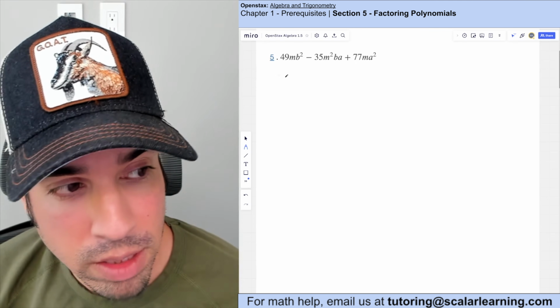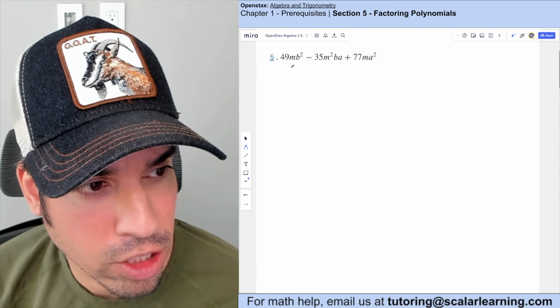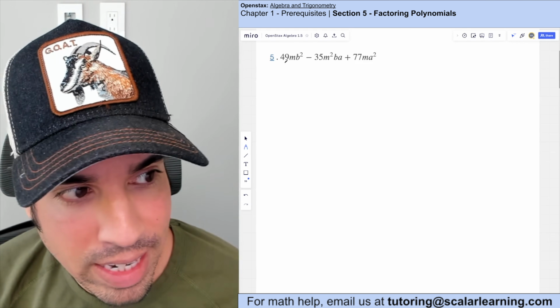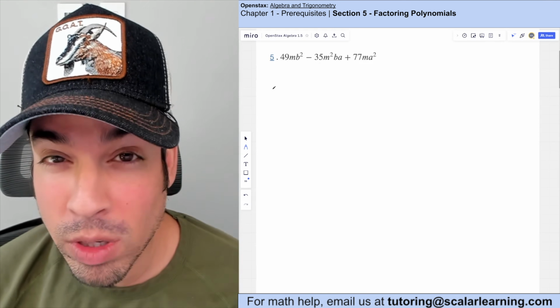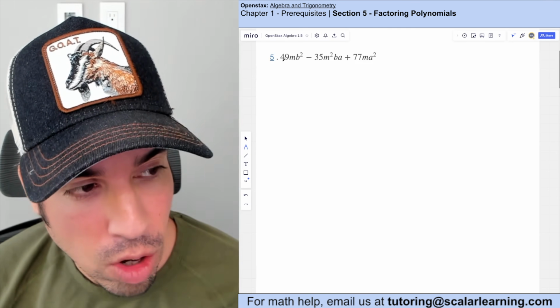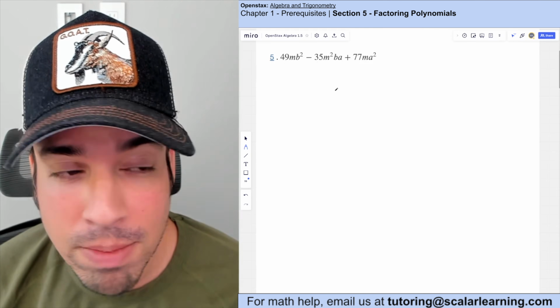Here we're finding the greatest common factor of the entire expression. So we're going to look at each coefficient first and see what's the GCF of those coefficients. Well, the largest number that all three of them can be divided by is 7.